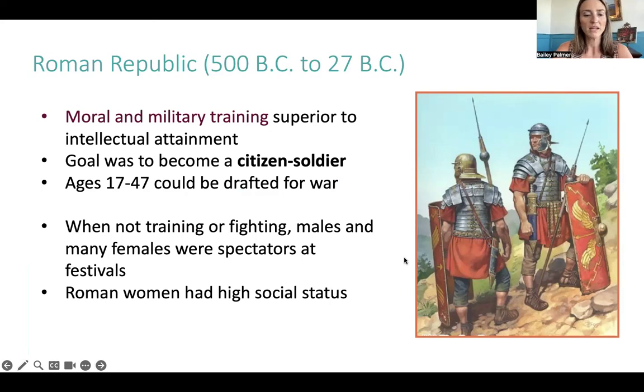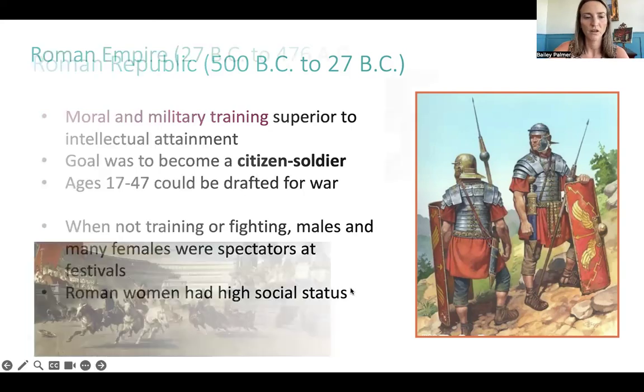The Roman woman had a very high social status compared to the Greek women, compared to the Athenian women, or sorry, the Spartan women and Athenian women, which are both considered Greek women. The Roman women had a very high social status, and they did a lot of the festival attending. They did a lot of spectating at different types of events, and they found that to be kind of what they did for their recreation.